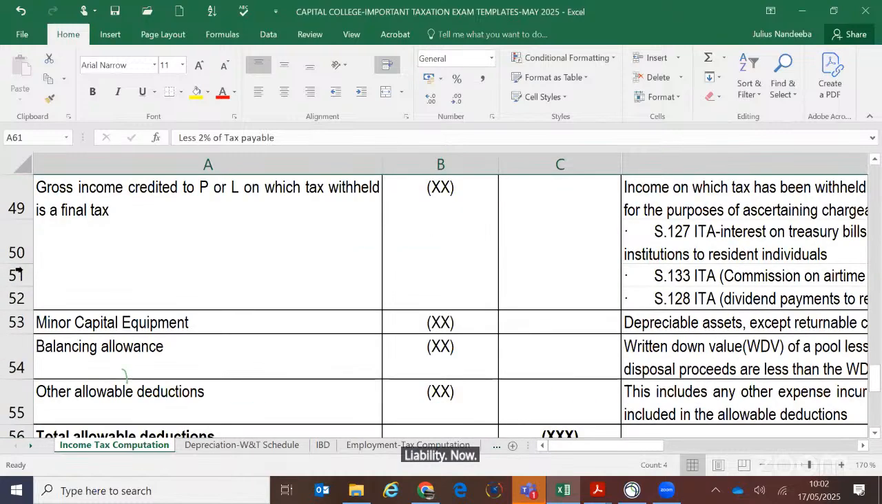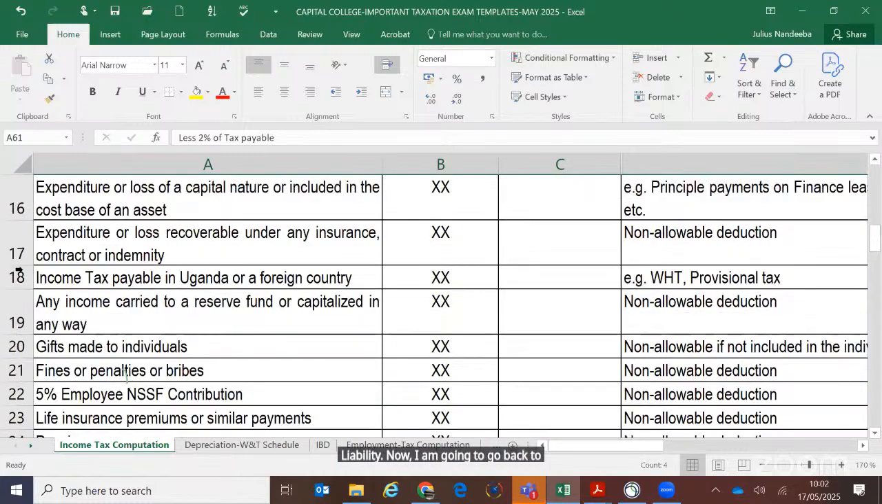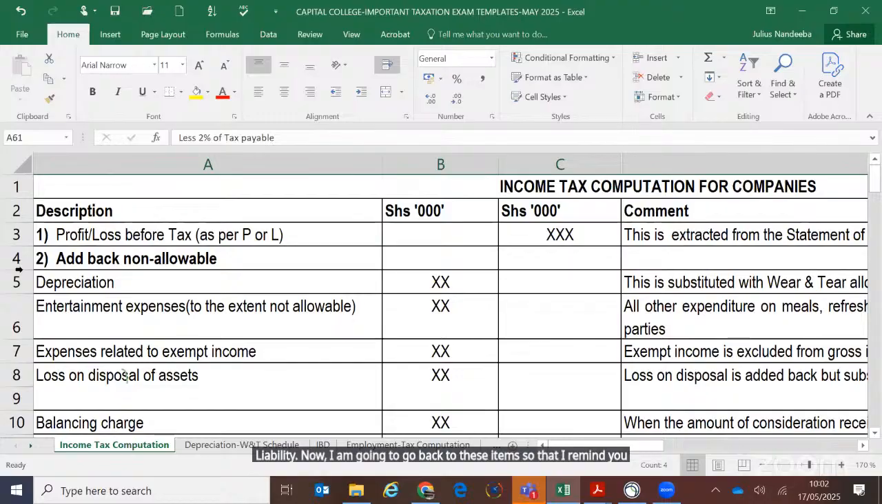Now, I am going to go back to these items so that I remind you about the things you're going to remember as add backs. So that when you see them, you automatically add them back, whether you understand why you're adding them back or not, but you must add them. Are we together? Because at this point, I cannot purport to be saying I am going to teach you why we are adding back certain items or why we are subtracting certain items, though I'm going to hint on them.